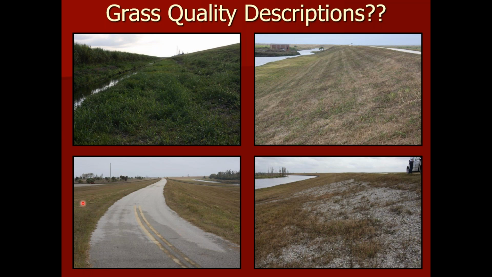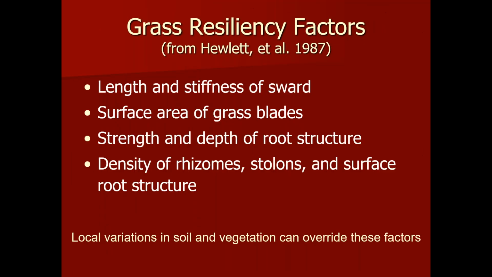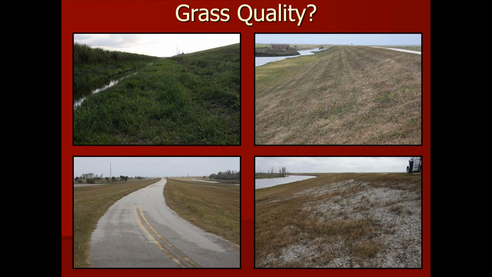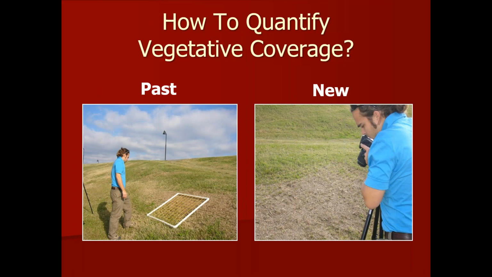Here are 4 different pictures. Each of us could have a different take on what the quality of vegetation would be. Again, we know from Hewlett that the stiffness and the length, the surface area, the depth of the root structure, and the density of the rhizomes and surface root structure are all very important. They hadn't been quantified, and they are very different for different types of vegetation and different soil types. So the idea was to be able to walk out to a field site, assess these 4 pictures, and turn it into something you could use as a quantifiable technique to develop a protection scheme. So the first was vegetated cover from the top down.